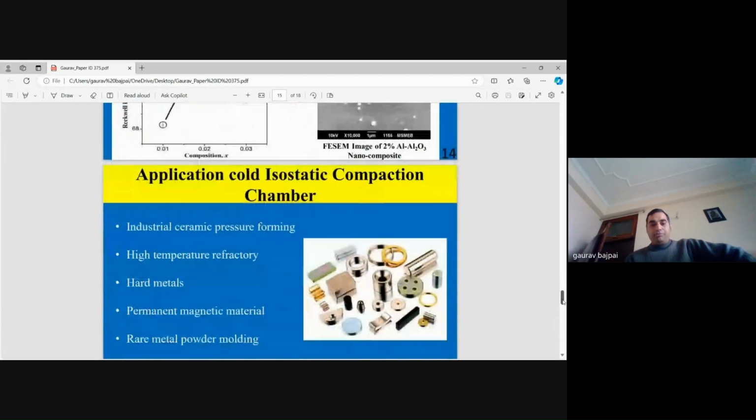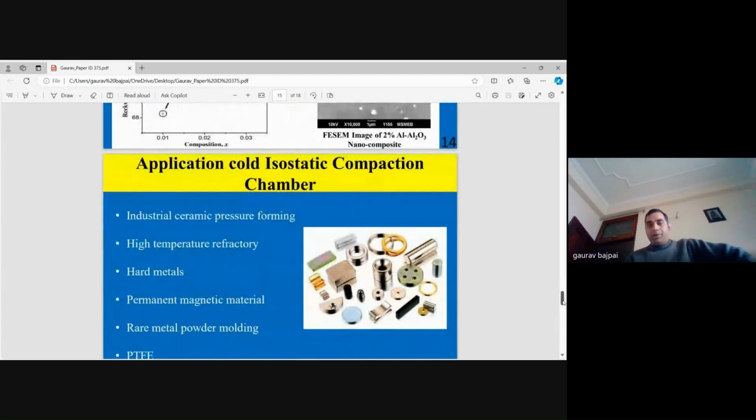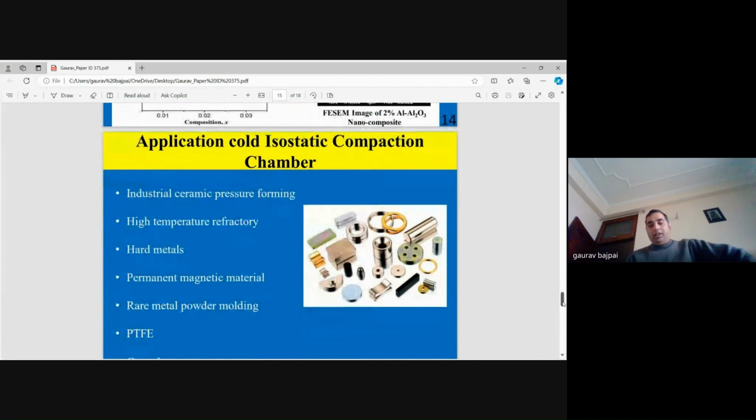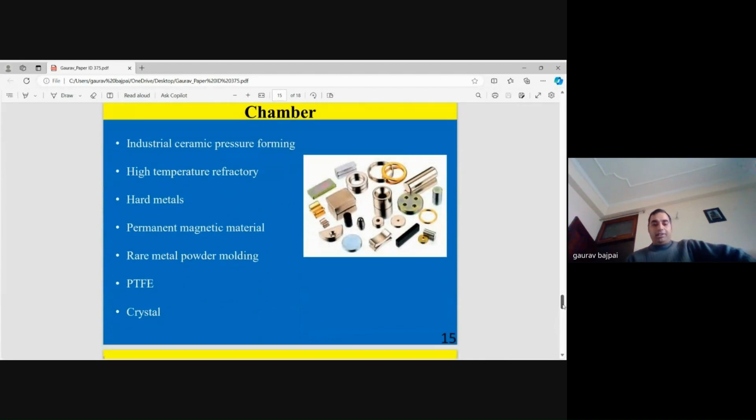So this is the application part: industrial ceramic pressure forming and high temperature refractory hard metals we can achieve from this cold isostatic compaction chamber, along with crystals, reactive metals, powder molding, and magnetic material.